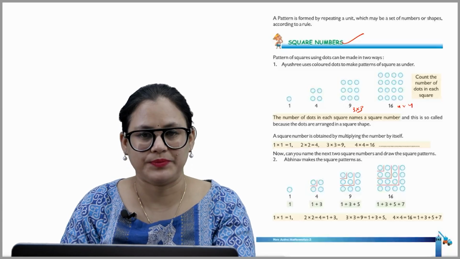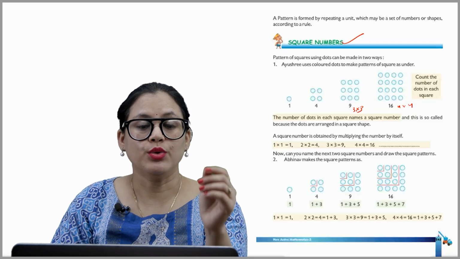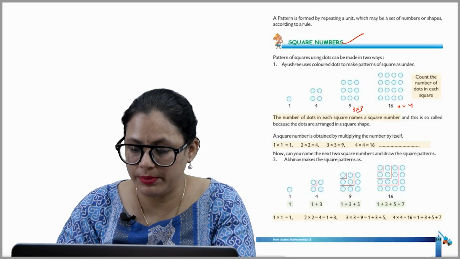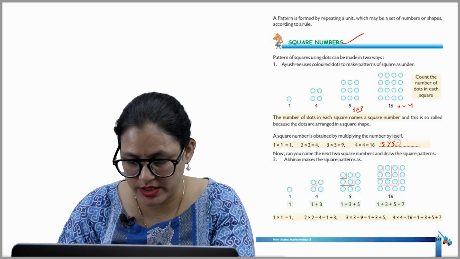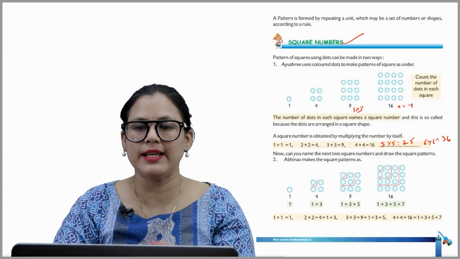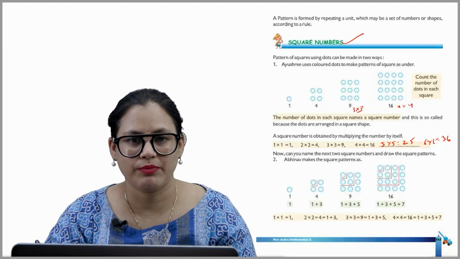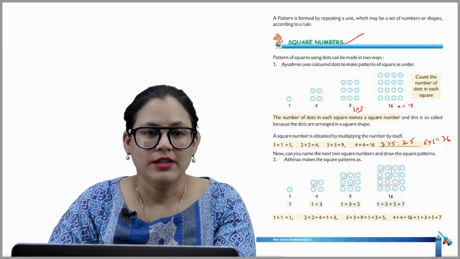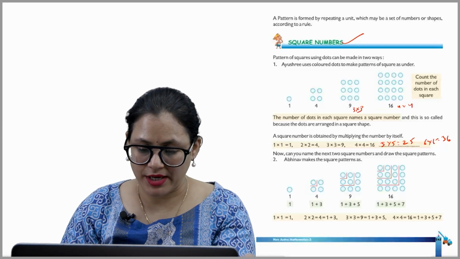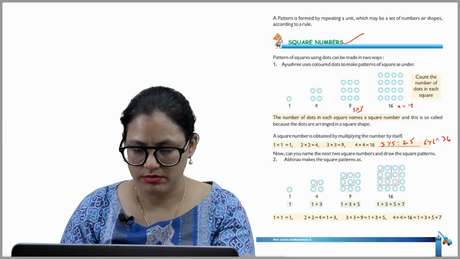is 16. Okay. Now you can name the next two square numbers and draw the square patterns. So next two will be 5 into 5, 25, and 6 into 6, 36. And you can easily draw the square patterns. Number 2, Abhinav makes a square pattern as. Okay. Now the pattern of Abhinav is different.